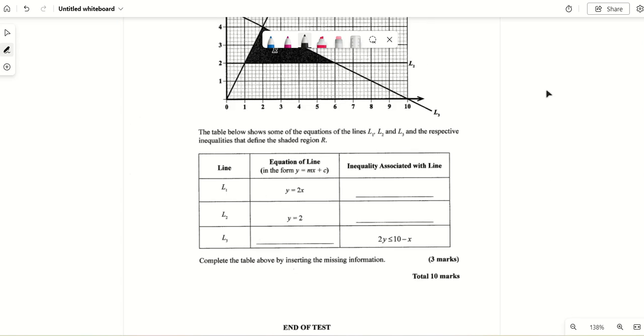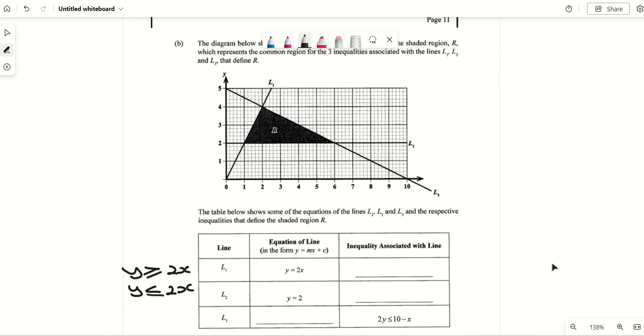So we're going to do this table here. Now, guys, for your inequalities, when we have the equation, it would either be y is more than or equal to 2x, or y is less than or equal to 2x. These are the two possibilities for the inequalities for line 1. What you want to look at is where is shaded, or where they're talking about. We're talking about this region right here.